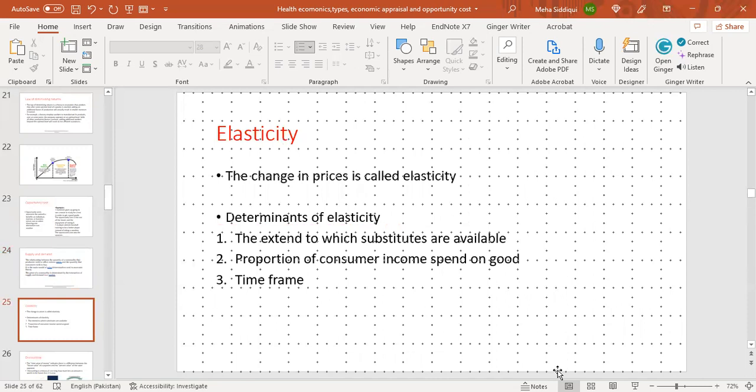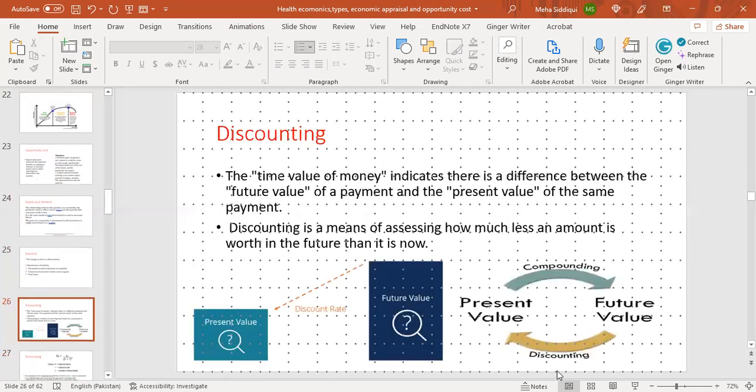Then comes elasticity. The change in prices is called elasticity, and the determinants of it are the extent to which substitutes are available. For example, if a substance is being produced more and it is coming into the market in a very excessive amount, then its price starts decreasing. So this is one of the determinants, the extent to which substitutes are available. Then comes the proportion of consumer income spent on the good, and third is the time frame.